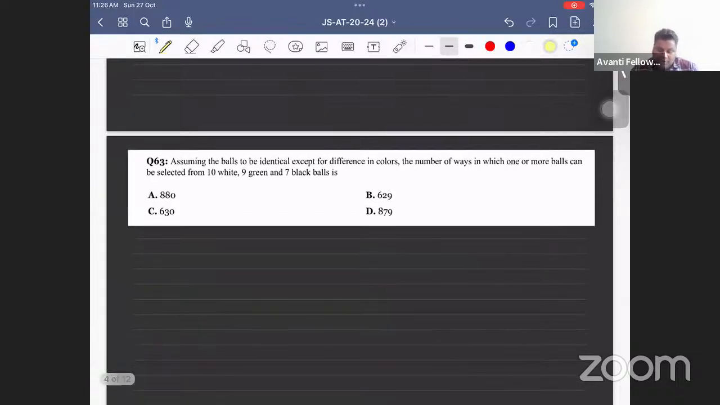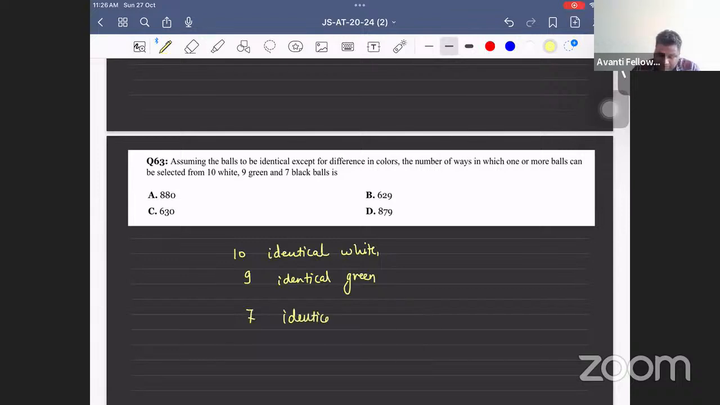Now see, assuming the balls to be identical except for difference in color, the number of ways in which one or more balls can be selected from 10 white, so they are given to you as 10 identical white, 9 identical green, and 7 identical black. So here I'm writing their total ways of selection.